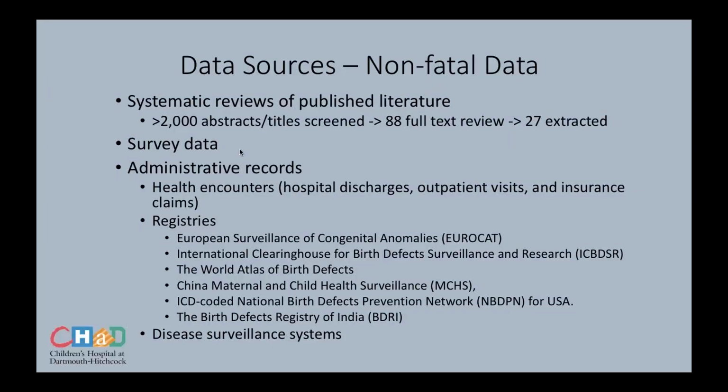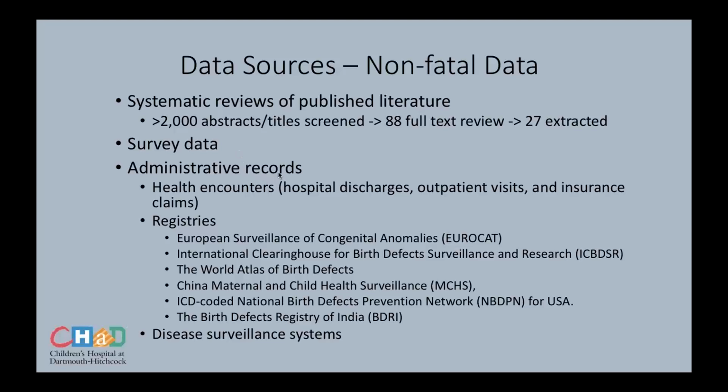And then so that was the data sources for the fatal or mortality data. And then in terms of the non-fatal data, this includes things like prevalence, incidence, disability adjusted life years. And so this data is pulled from systematic reviews of published literature. So for instance, for the congenital heart disease paper we put out last year, it included a review of more than 2,000 abstracts and titles that were initially screened and did a full review of 88 different texts, and then 27 were extracted to pull data specifically from that to incorporate into the estimates for things like prevalence of congenital heart disease.